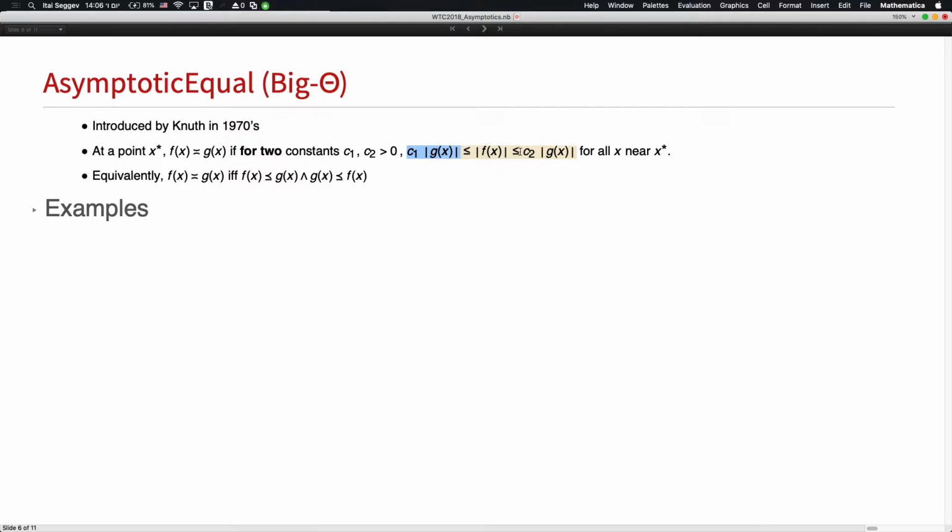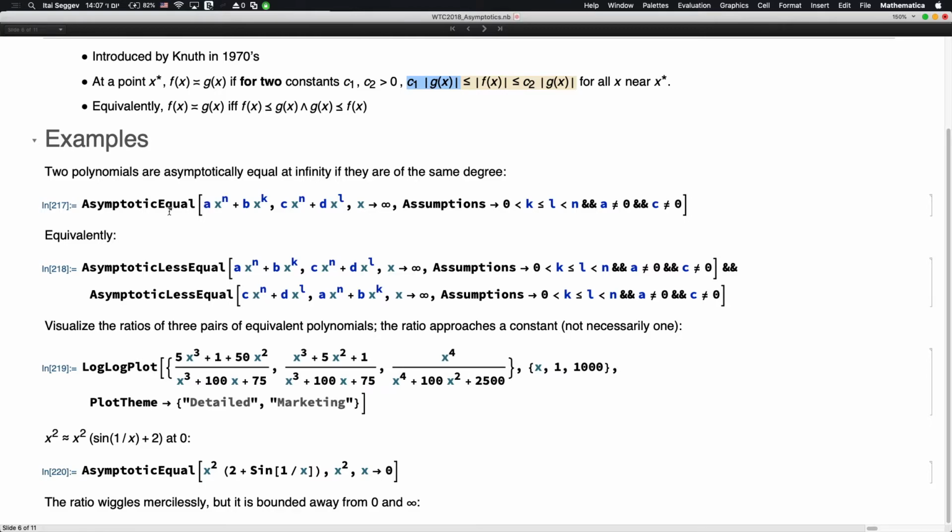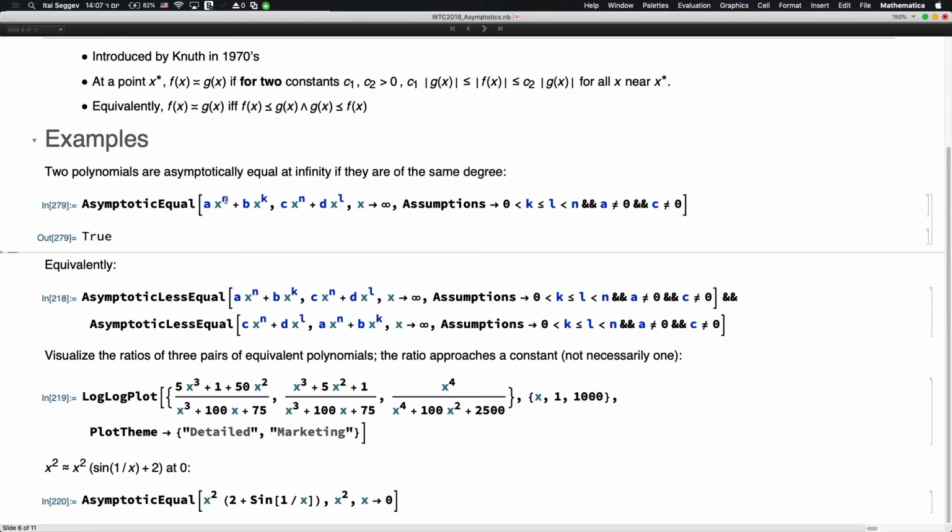Okay, and then perhaps the third most famous, maybe possibly even second most famous, although historically later, invention is big theta, which was introduced by Knuth in the 70s. It says now we have two constants, C1 and C2, so we say C1 times the magnitude of g of x is less than or equal to f of x, which is less than or equal to C2 times g of x. So basically, you can't get too much bigger or too much smaller than the other guy.